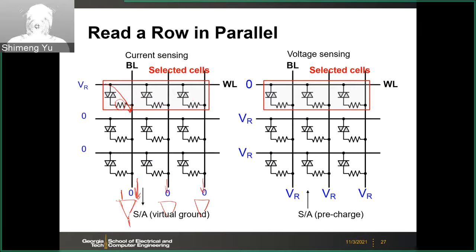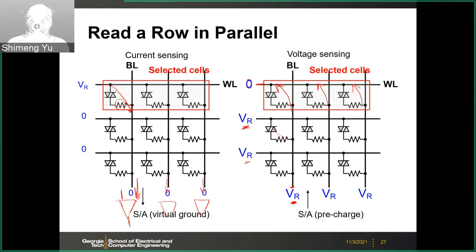And the other scheme is voltage sensing. For the voltage sensing, you will need to ground the selected word line and then pre-charge the bit line to be the read voltage. And then for the unselected word lines, you will also have the read voltage. So ideally, those cells will not contribute current. So here only the current will flow this way, ideally.